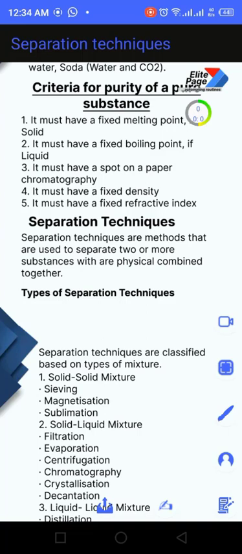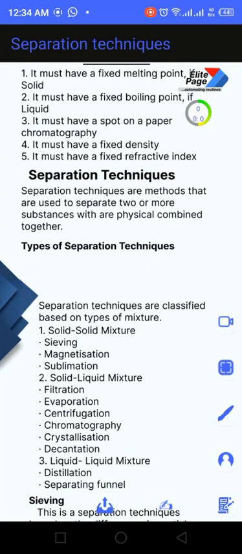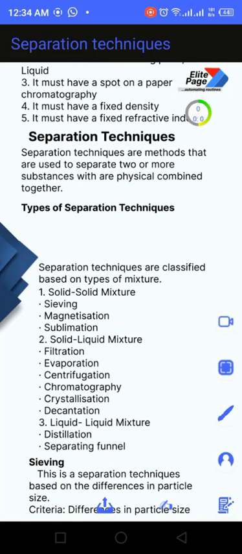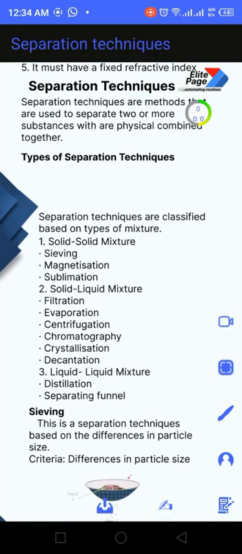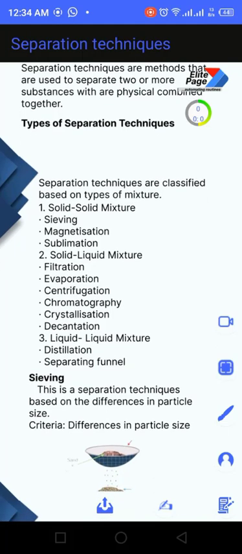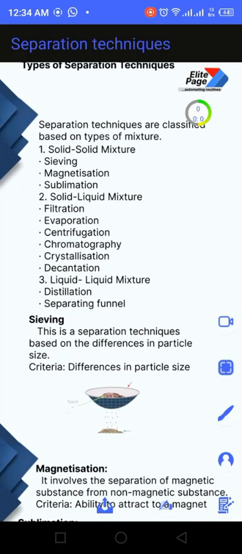The types of separation techniques that we have are classified based on the type of mixture that we have. Number one, under solid mixture we have sieving, magnetization, and sublimation. Number two, solid-liquid mixture. We have filtration, evaporation, centrifugation, chromatography, crystallization, and decantation. For the liquid mixture, we have distillation and separating funnel.